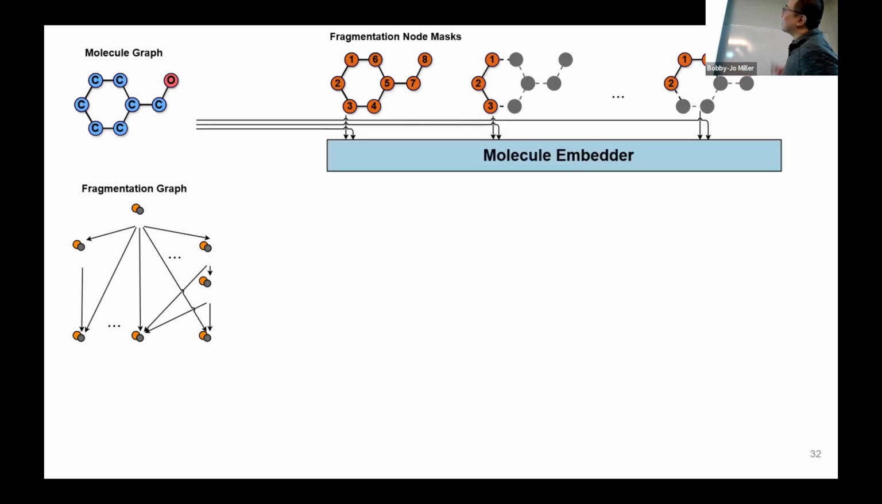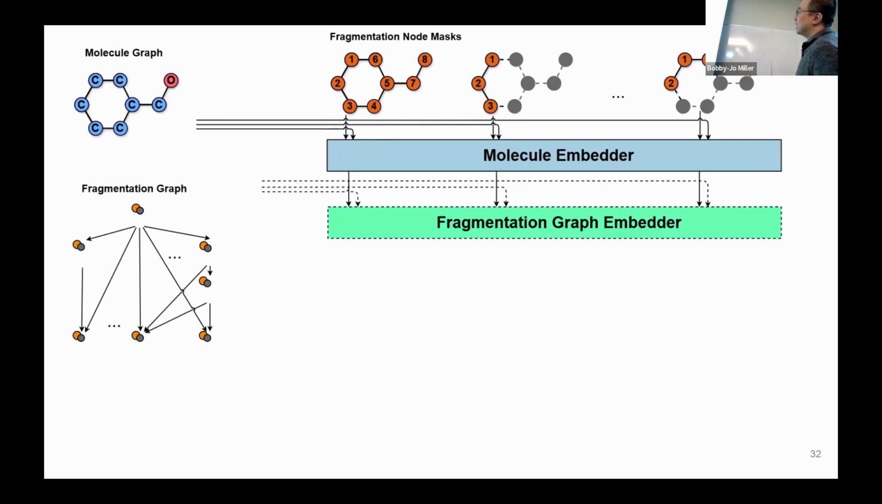So given those two things, we introduce something called molecular embedders. It's just a standard graph neural net. The input will be the molecular graph of your original structure and your node mask. By combining the molecular graph and the node mask, it's a very efficient way of creating the fragment input for the neural net. Then the second step is we put it into this thing called the fragmentation graph embedder.